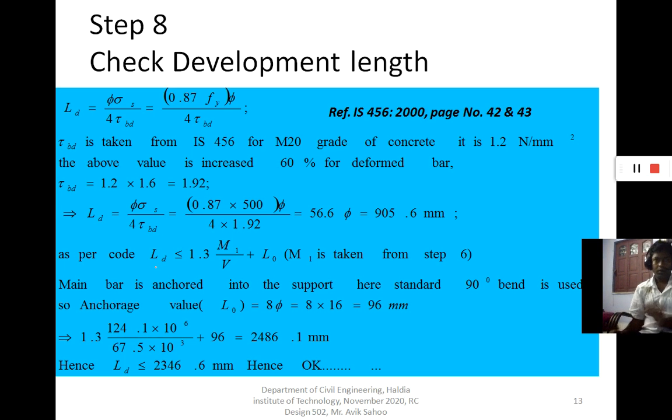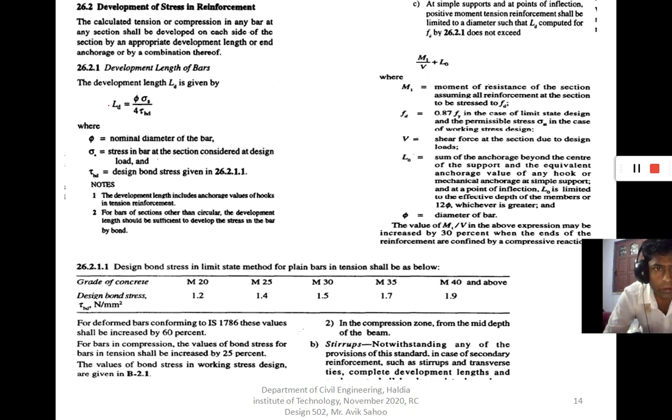Next we check the development length. This is the expression given in code. You see page numbers 42 and 43, where the provisions for development length are given. This provision is given in clause number 26.2.1.